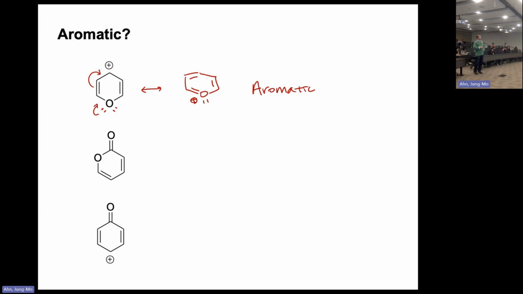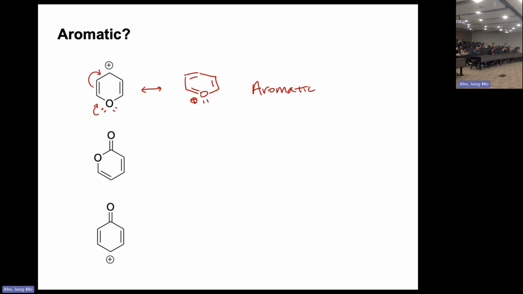If you put this lone pair in here, make a double bond, then this lone pair has to come out and make a double bond. This looks like an aromatic structure, right? So that could be one of the ways we can also use to check if the molecule is going to be aromatic or not.